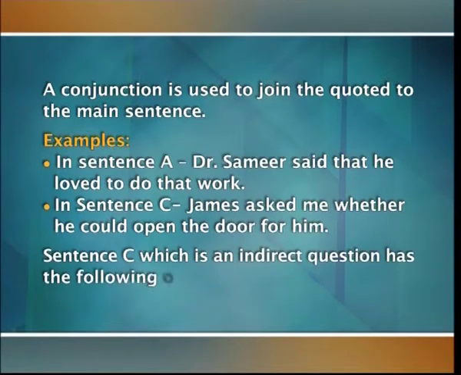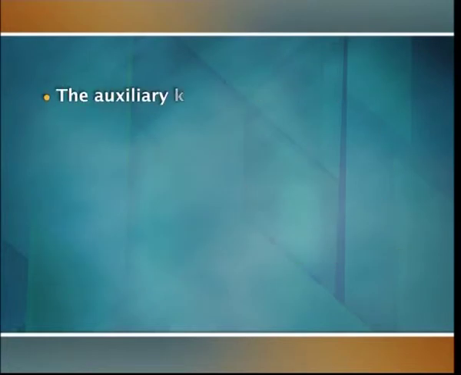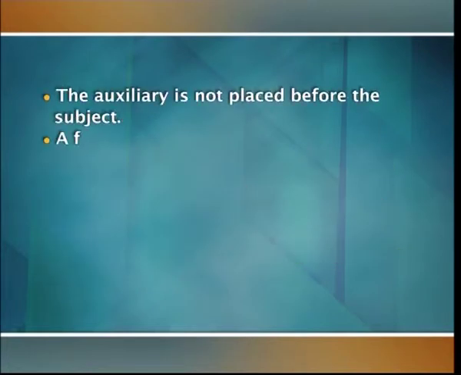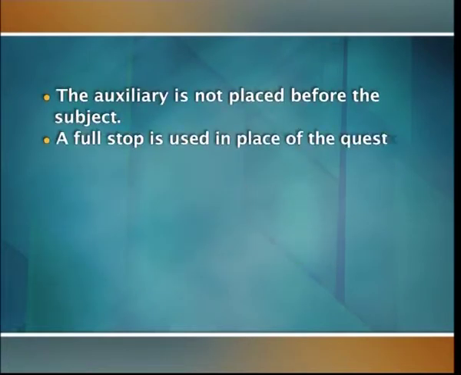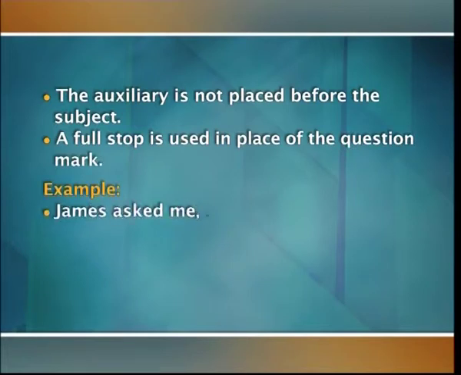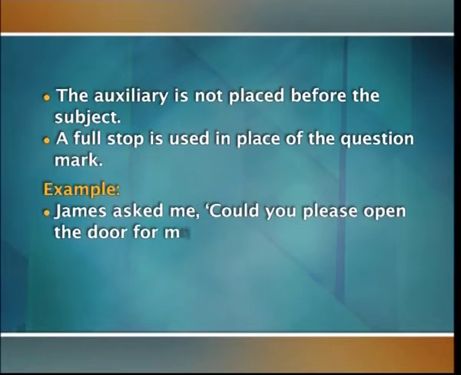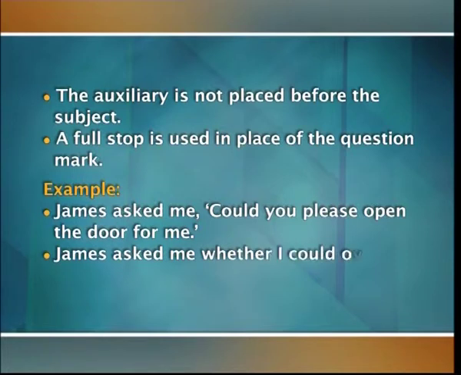Sentence C, which is an indirect question, has the following changes. The auxiliary is not placed before the subject. A full stop is used in place of the question mark. For example, James asked me, "Could you please open the door for me?" James asked me whether I could open the door for him.